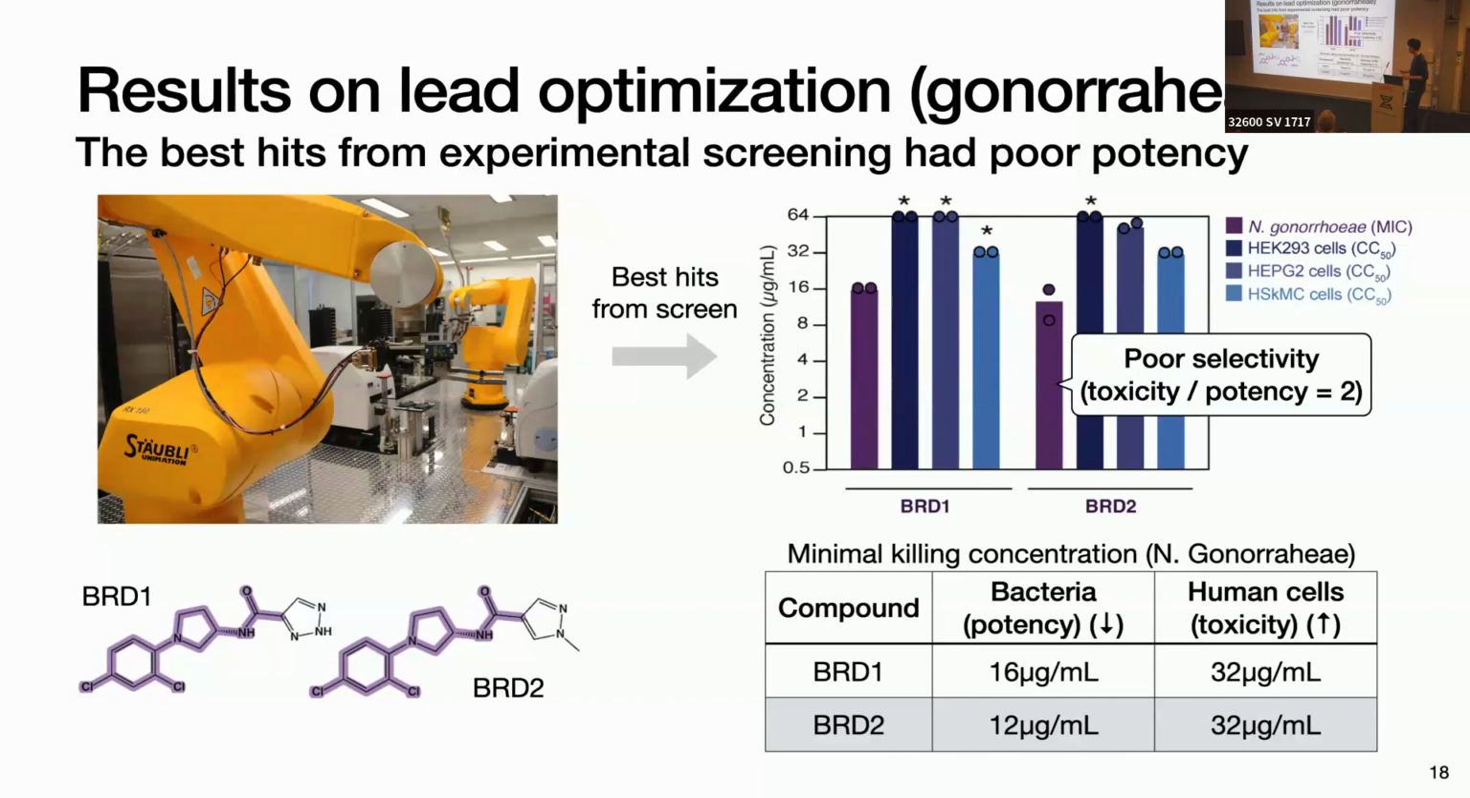The selectivity is defined by the concentration at which you kill the human cells versus the concentration at which you kill the bacteria. So we want this to be as selective as possible. Clearly, the initial hits that we found through the experimental screen, which is already kind of expensive, did not give us a good result.